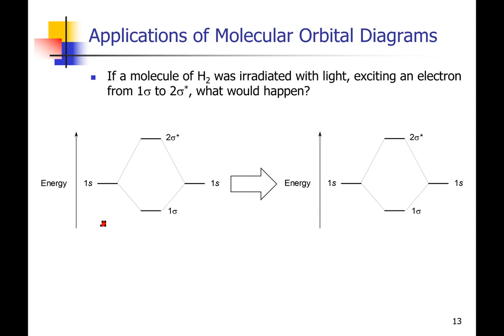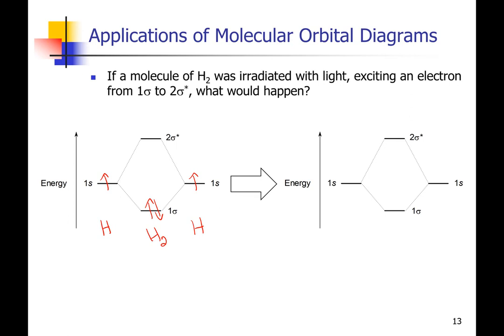So over here on the left, I have one hydrogen atom, which has one electron. I have the other hydrogen atom on the right, which has another electron. That means we have a total of 2 electrons for our hydrogen molecule, H2, in the middle. So what happens when we shine light on this hydrogen molecule?